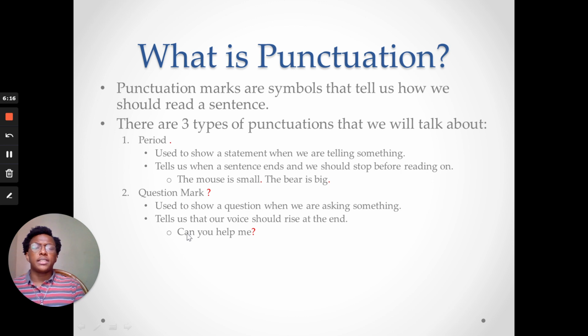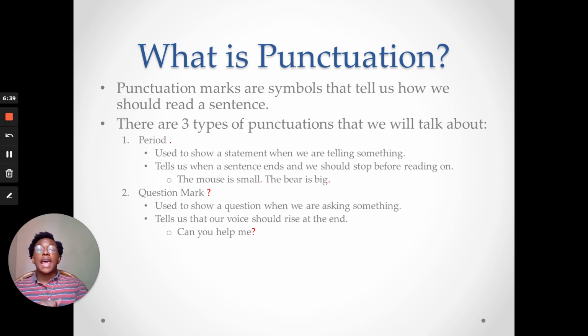So for example, our sentence that we have here is, can you help me? Can you help me? Did you hear how my voice went up a little bit at the end? I wouldn't just read it and say, can you help me? That's not how we ask a question when we're reading things. We'll say, can you help me?